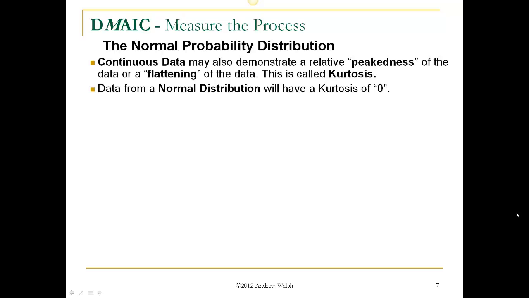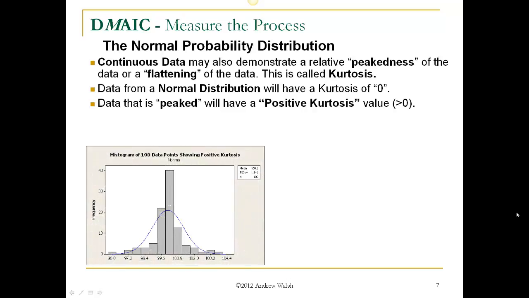Continuous data may also demonstrate a relative peakness of the data or a flattening of the data, and this is called the kurtosis. Data from a normal distribution should have a kurtosis of 0. Data that is peaked will have a positive kurtosis. As we see here, the bin between 99.6 and 108 is very pronounced. 40% of the data is packed into that bin. So there's hardly anything on the left and on the right. Most of it is all in that one area.